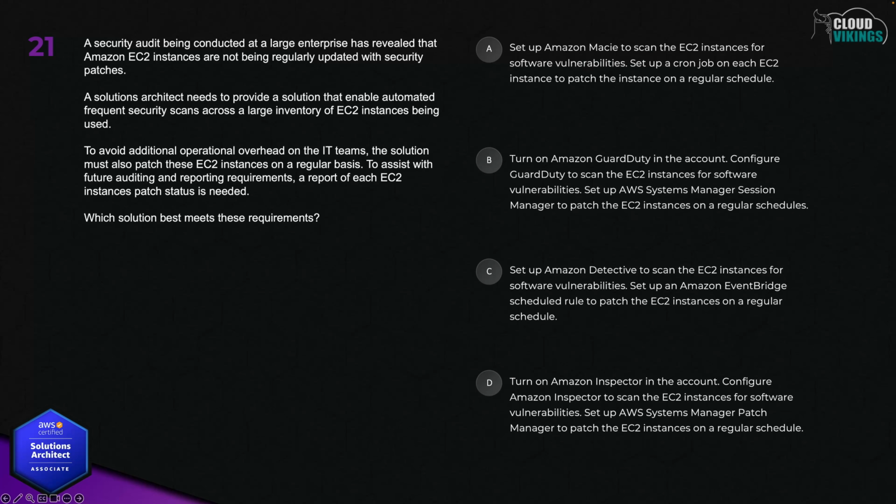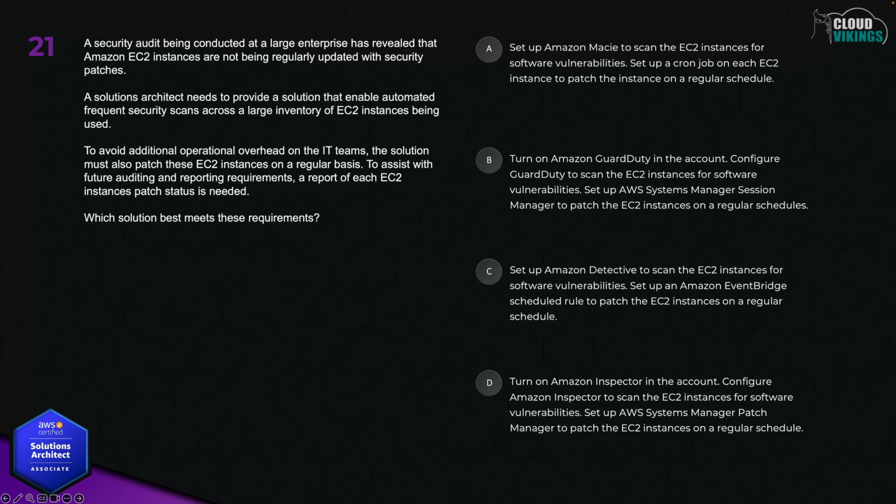A. Set up Amazon Macie to scan the EC2 instances for software vulnerabilities. Set up a cron job on each EC2 instance to patch the instance on a regular schedule. B. Turn on Amazon GuardDuty in the account. Configure GuardDuty to scan the EC2 instances for software vulnerabilities. Set up AWS Systems Manager Session Manager to patch the EC2 instances on a regular schedule. C. Set up Amazon Detective to scan the EC2 instances for software vulnerabilities. Set up an Amazon EventBridge scheduled rule to patch the EC2 instances on a regular schedule.